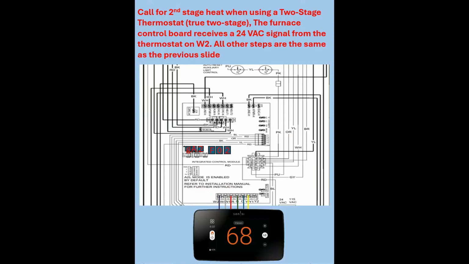Call for second stage heat when using a two-stage thermostat, a true two-stage, where you have to go into the thermostat and set the differential. Whether you like 1 degree, most of them go 1 to like 3.5. 5 is a lot, but then again, you never know. That might just make it run longer, but finally it would get there. But 1 to 3 is okay.